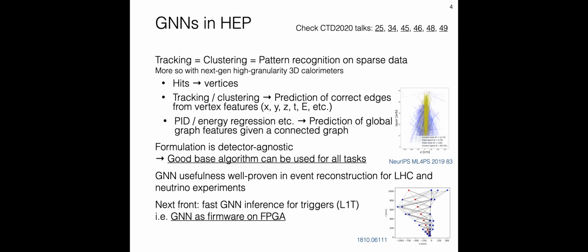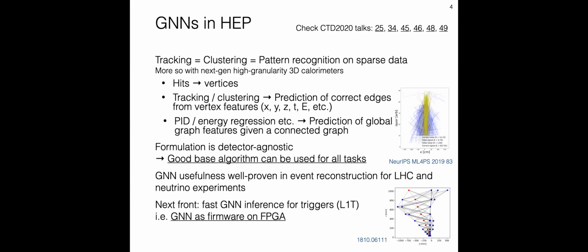And if you formulate it this way, it's basically detector agnostic, right? I didn't use, like, oh, this is a crystal or this is silicon, etc. I just said X, Y, Z, T, and E. So a good base algorithm can be used for all tasks. That's the claim here. And this usefulness of the graph neural network has already been well proven in event reconstruction for LHC and neutrino experiments. These talks, I think, talk about those.